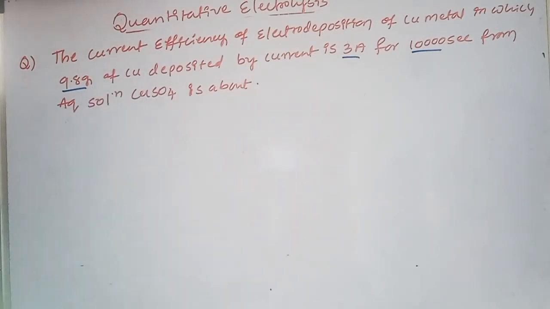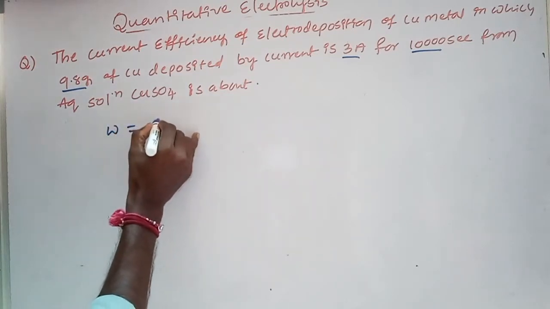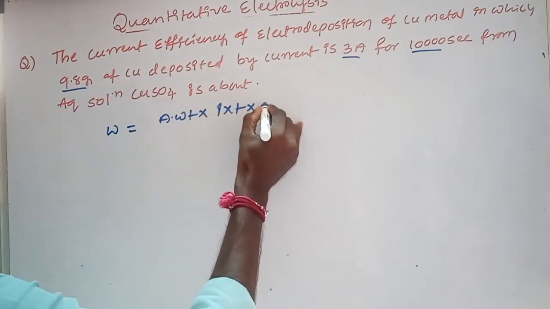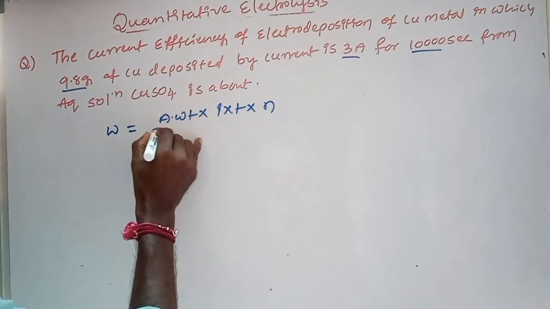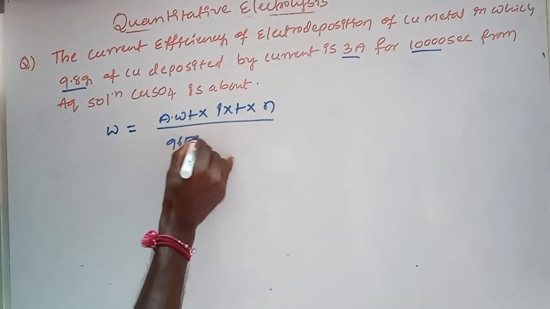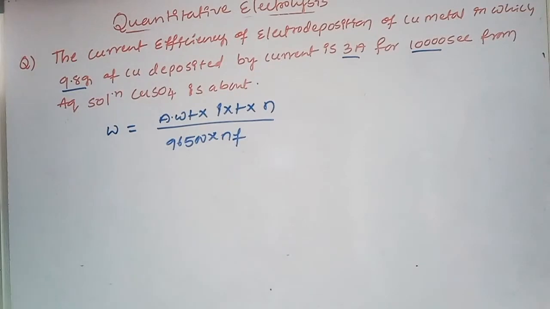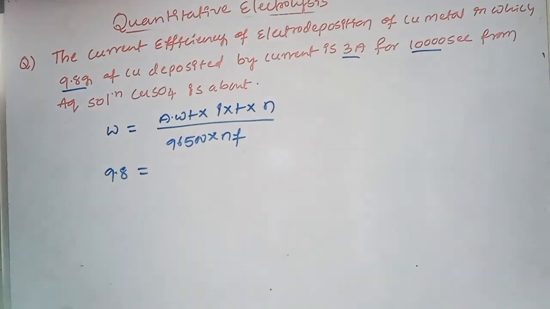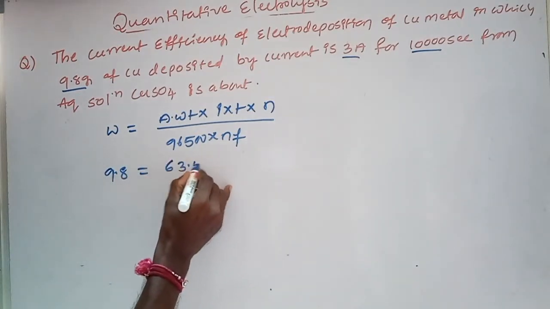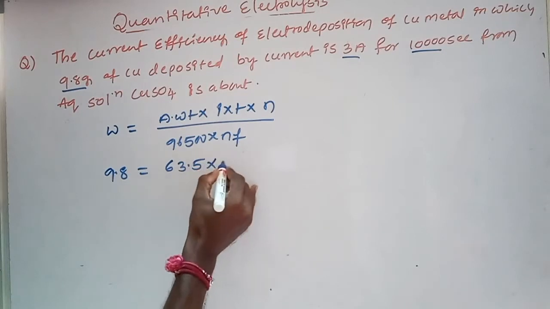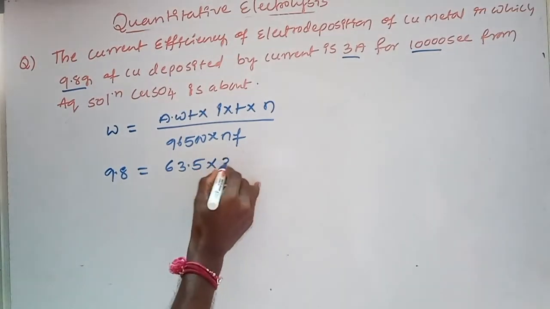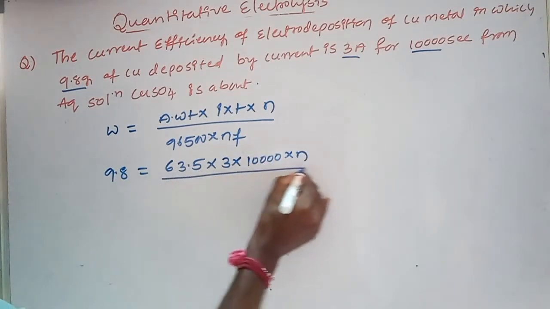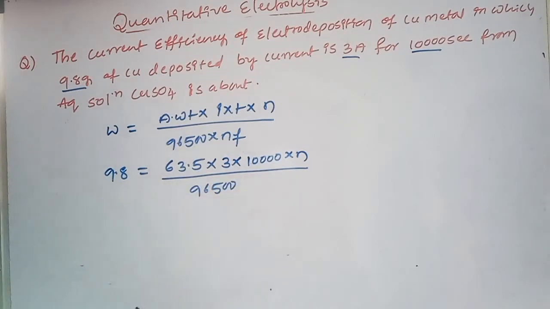To calculate the current efficiency we have one formula: weight equals atomic weight into I into T into n, where n is the current efficiency, by 96,500 into n factor. How much weight was deposited? 9.8 grams of copper was deposited. The atomic weight of copper is 63.5. I equals 3, time equals 10,000, current efficiency we can write as n, by 96,500 into.